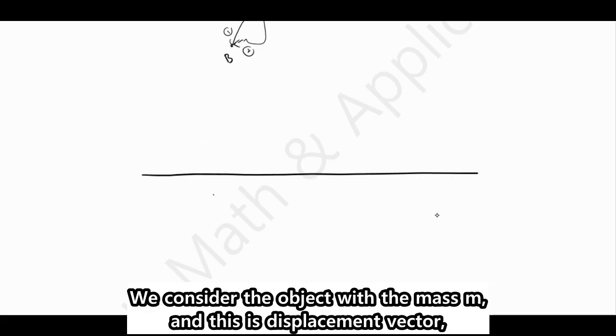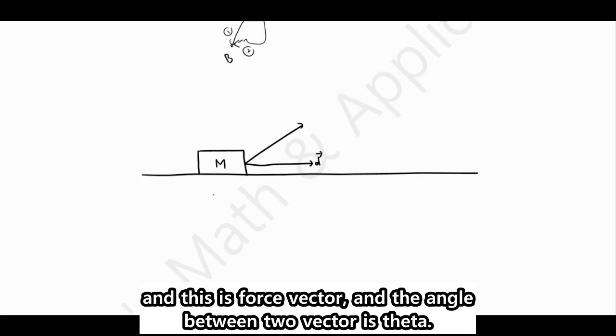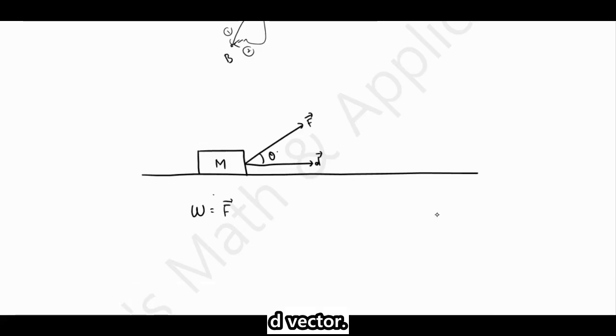We consider an object with mass m, and this is the displacement vector, and this is the force vector, and the angle between the two vectors is theta. The work done on the object with mass m is the F vector dot the d vector.